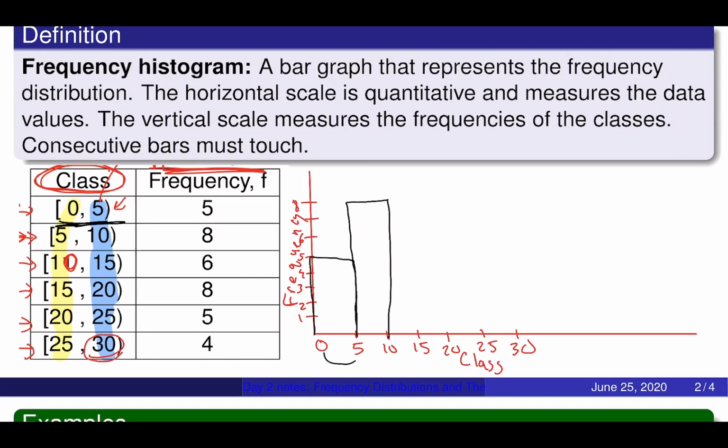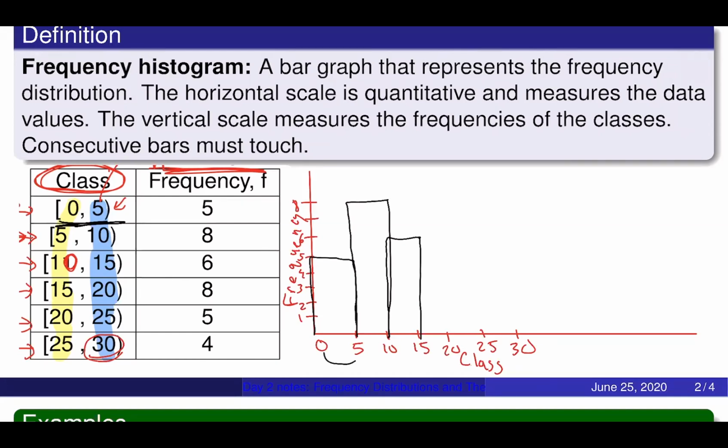For the third one, if you look at it, it says 10 to 15. So from 10 to 15, we have a frequency of 6. So here we go to 10. We go up, we go over, and we come back down at 15. So that's our third bar.